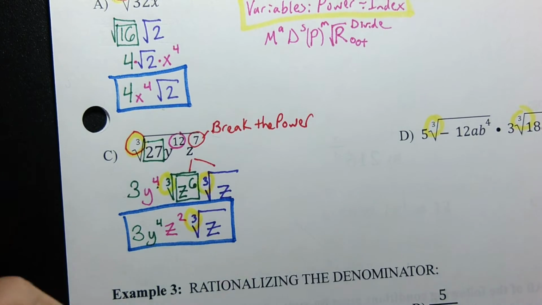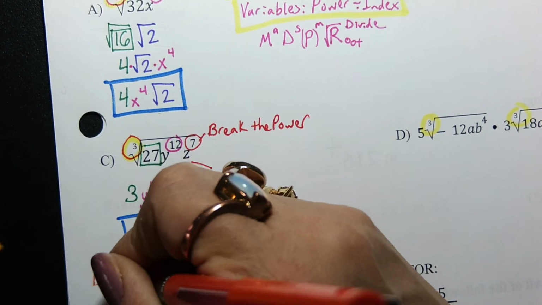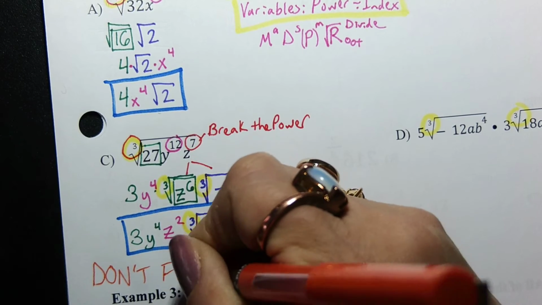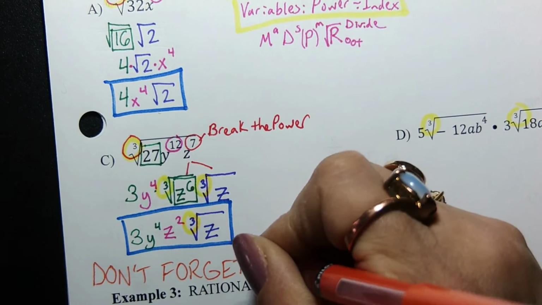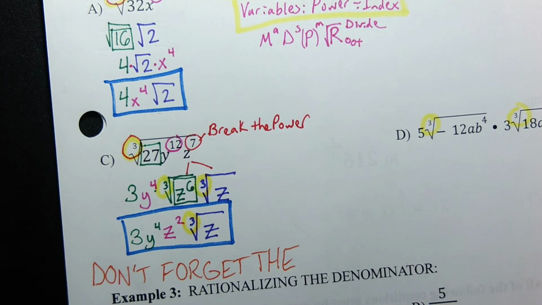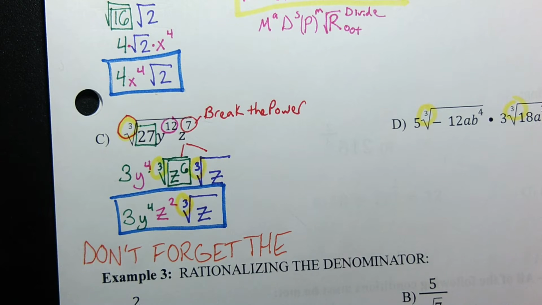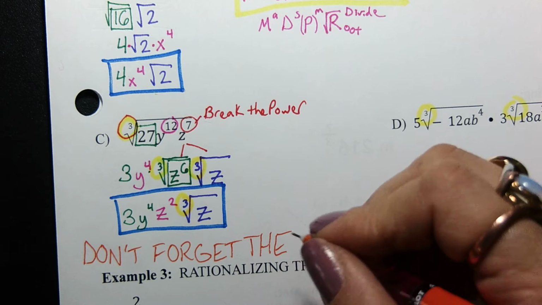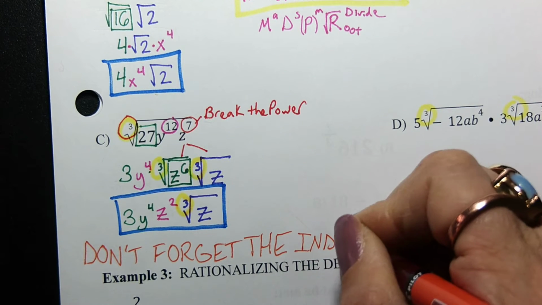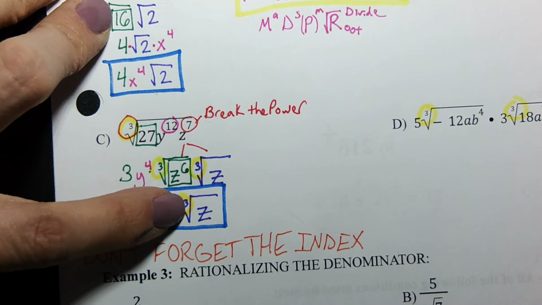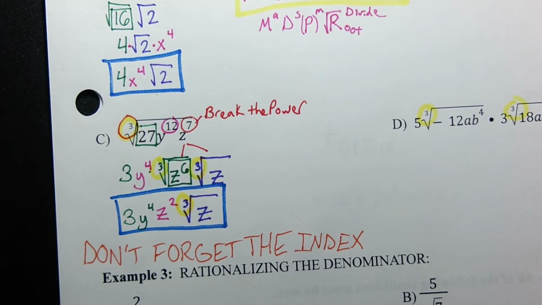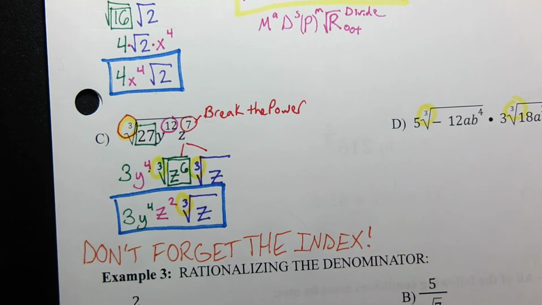In big letters by this problem: don't forget the... any guesses? The index. We have to have that little index number there because the square root of z means something entirely different than the cube root of z. So a lot of times, this is the biggest mistake that I see on this test is messing up the index of the radical. So don't forget the index.